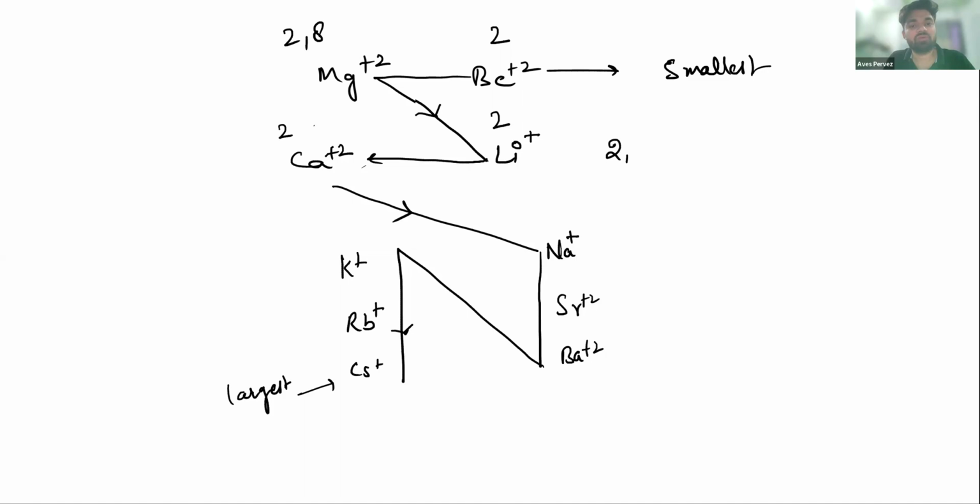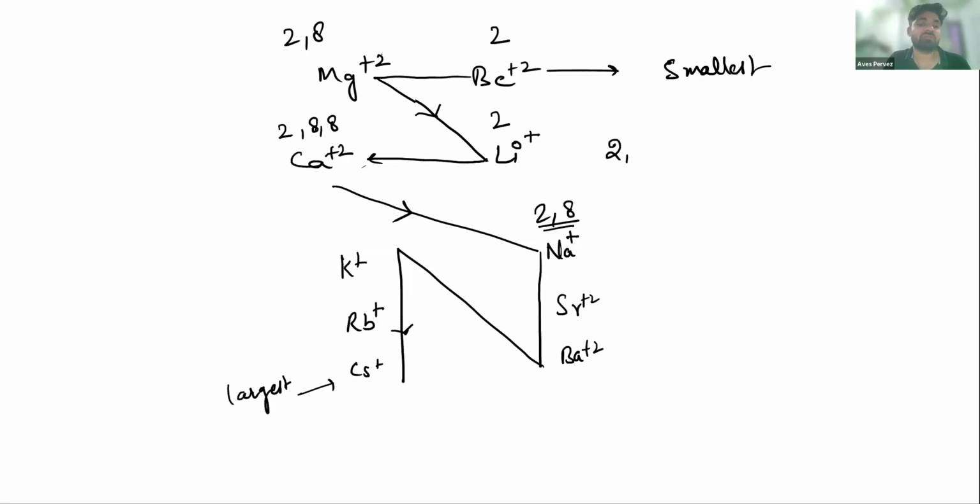Okay, then it is going to have 2, 8, 8. And this is going to have 2, 8 only. So you need to keep in mind that if we have 2 positive charge and if we have 1 positive charge, the extra shell will not matter. This is the lithium, 1 positive, and this is the magnesium, 2 positive. 2 positive will be given more preference.